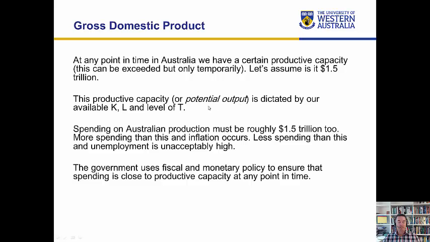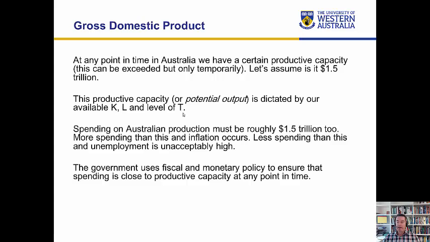And potential output is determined by the level of capital, labour and technology available to an economy. The way I like to think about potential output is that it is the level of real GDP that a country can produce at a comfortable level indefinitely. So let's ignore economic growth. Economic growth is just an unnecessary complication in explaining this concept, so we'll ignore it.